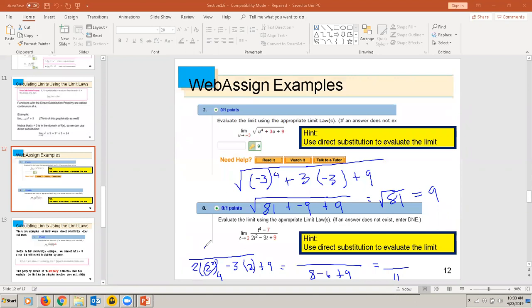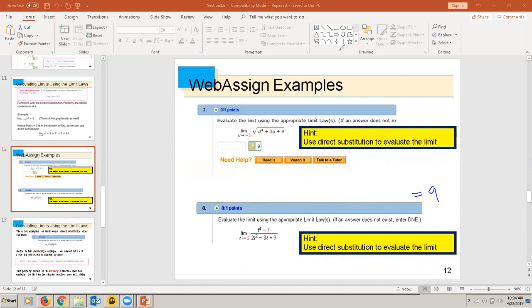So let me go to the top and replace t with 2 there. That's 2 to the 4th minus 7. 2 to the 4th is 16. That's 16 minus 7, which is 9. So it looks like the answer to this is 9 over 11. Okay, again, we were able to just use direct substitution for these examples.